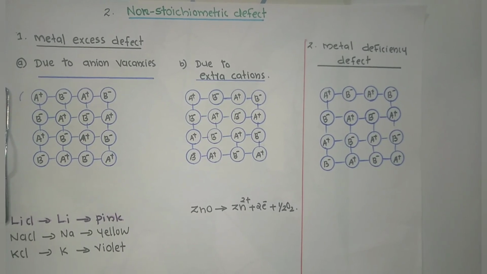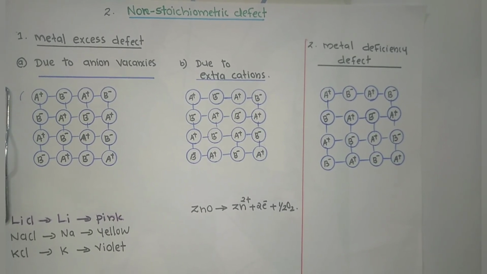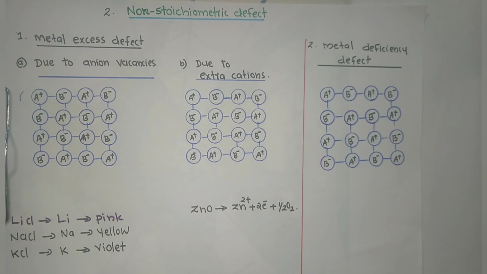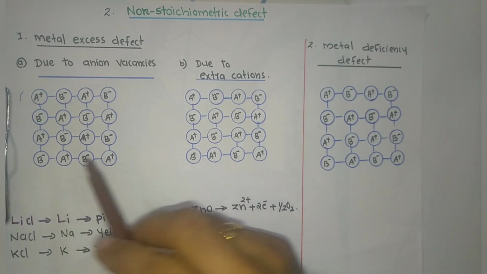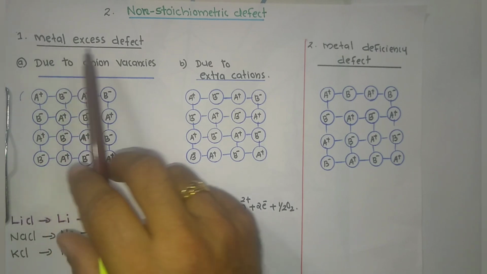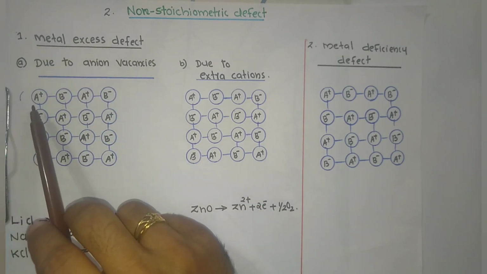Next, non-stoichiometric defects. The defect present in a non-stoichiometric compound is called non-stoichiometric defect. First one, metal excess defect. The metal excess defect, first one, is due to anion vacancies.